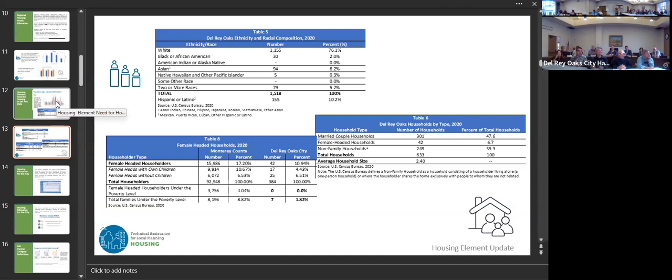So this slide is also talking about what we need to discuss in the housing element, which is really what is the city data and how has it changed over the years. And this slide actually discusses the makeup of ethnicity in the city. And we have had a change in ethnicity. The majority of people within the city of Delray Oaks, I think it was over 80%, were considered white Caucasian.